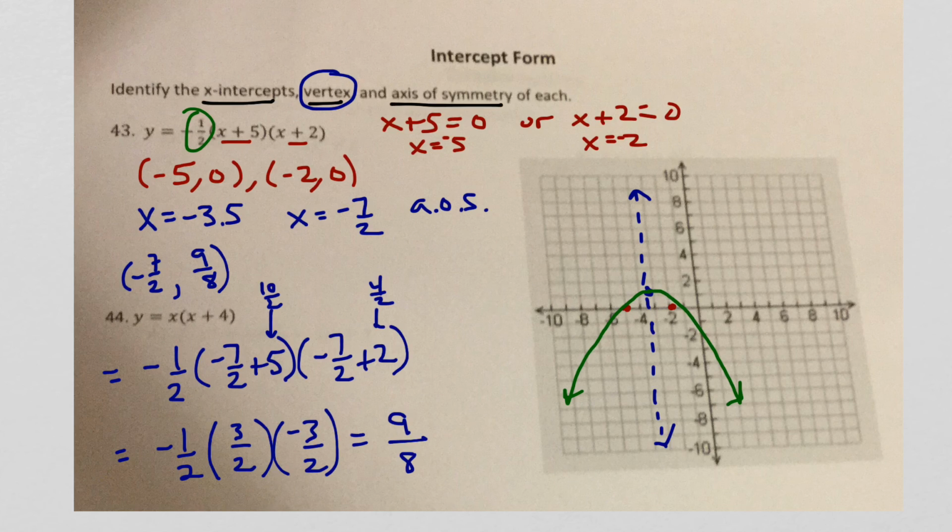So that's an example of using your x-intercepts, finding your vertex, and your axis of symmetry. So that vertex is just halfway between your intercepts. And then to find the coordinate, you just plug in that value for your axis of symmetry and use that to find the k value of your vertex.